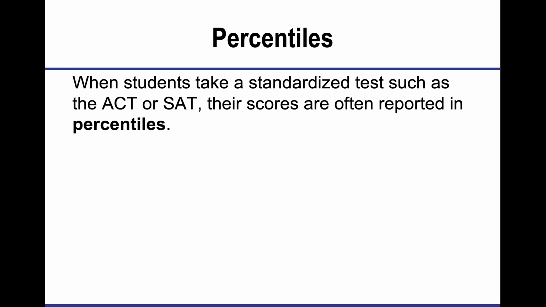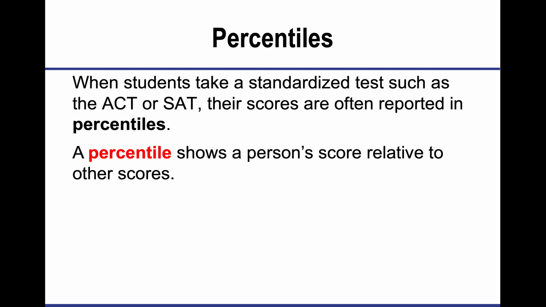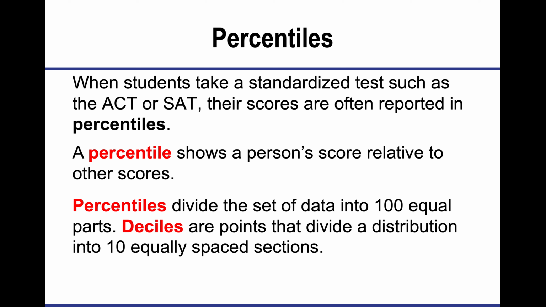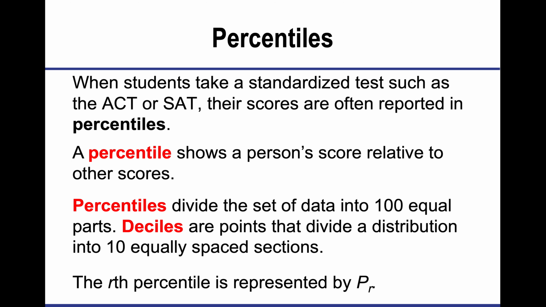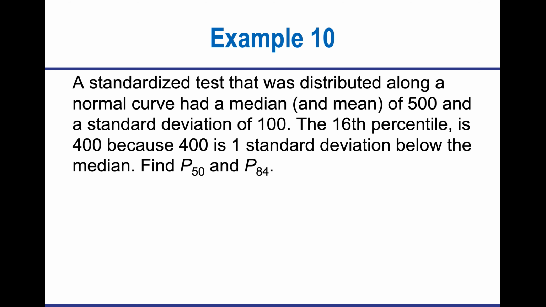A percentile happens when I'm taking a standardized test and they report, right? You're in the 10th percentile, you're in the 20th percentile. We hear a lot about that. The percentile puts your score in terms of other scores on the test. So it's relative to everybody's performance. Percentiles divide the data into 100 equal parts. Deciles are points that divide a distribution into 10 parts. The rth percentile is represented as P sub r.